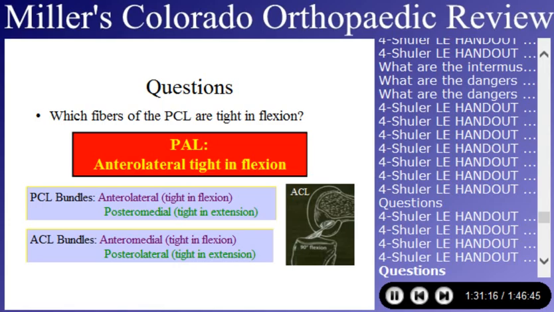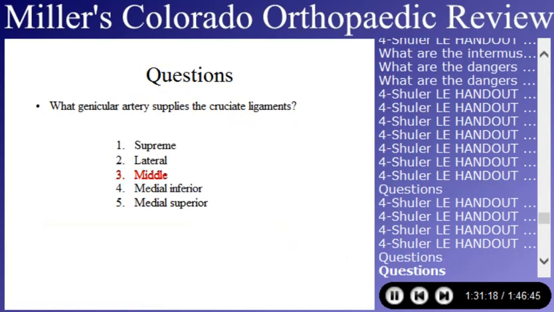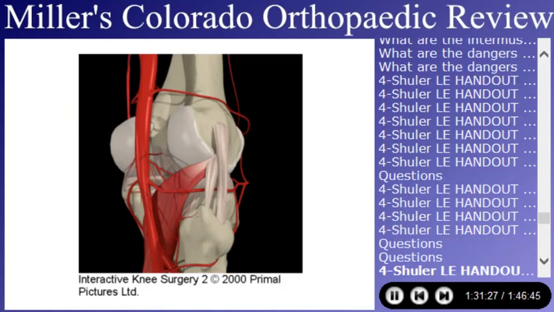What genicular artery supplies the cruciate ligaments? Which one? Middle. And here's how it looks. Right here's the artery. It goes right in the back of your knee, middle geniculate.